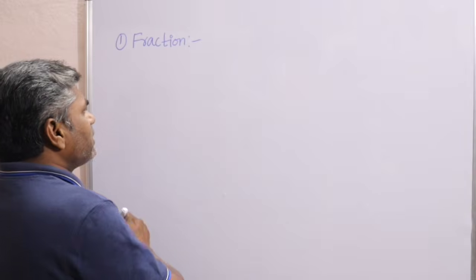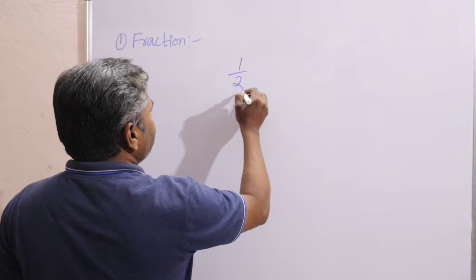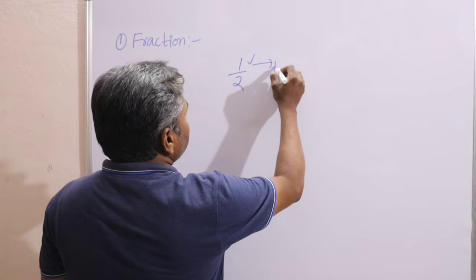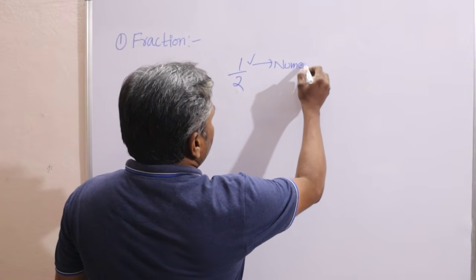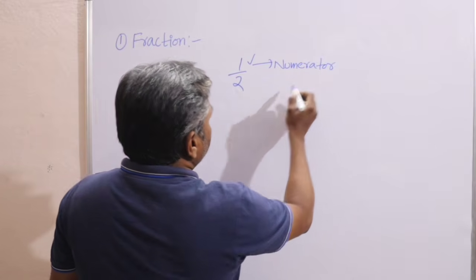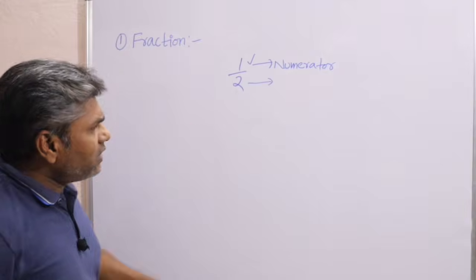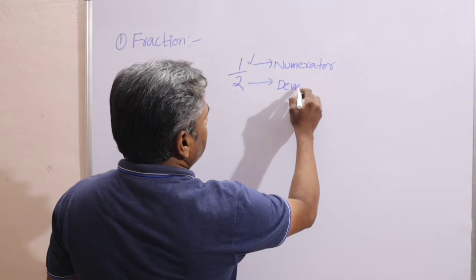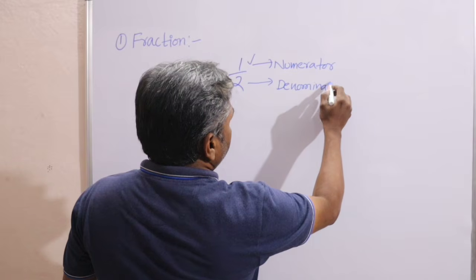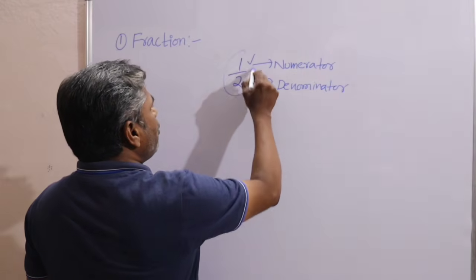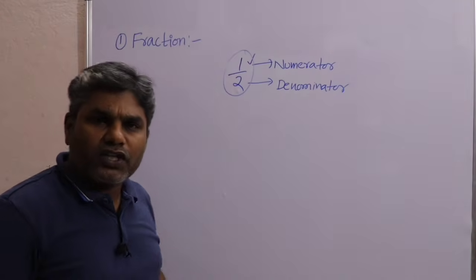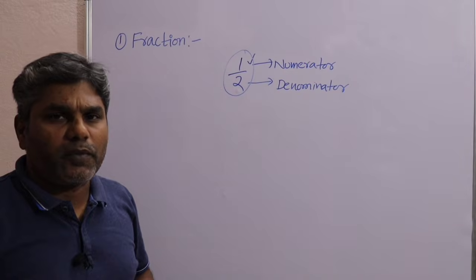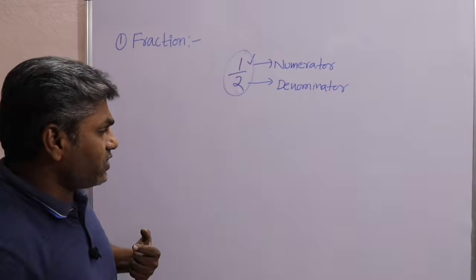Suppose I am writing 1 by 2, this is a fraction. In this, you will call this one the numerator, and the one I have written under this bar is called the denominator. See, this whole is written as 1 by 2. This is the numerator and this is the denominator. This is called a fraction.